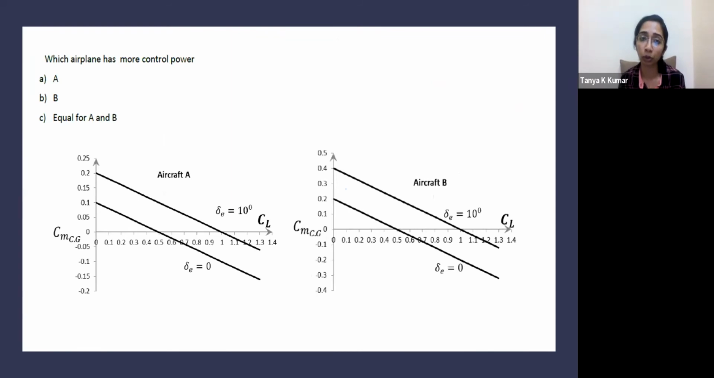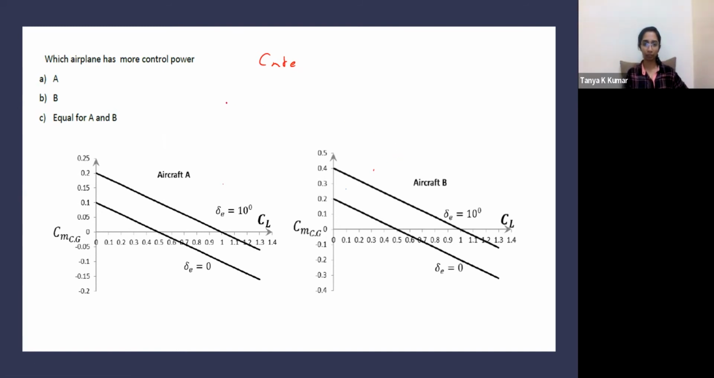Now next question. Which airplane has more control power? What was control power for the longitudinal case where the control surface is the elevator? Cm delta E, correct. Cm delta E is your control power. Which of these aircraft has a higher Cm delta E?